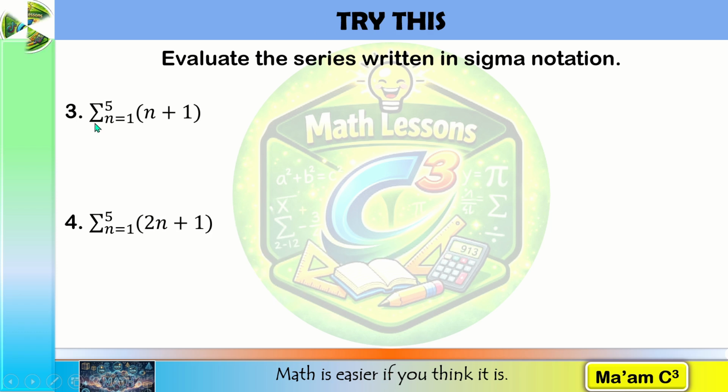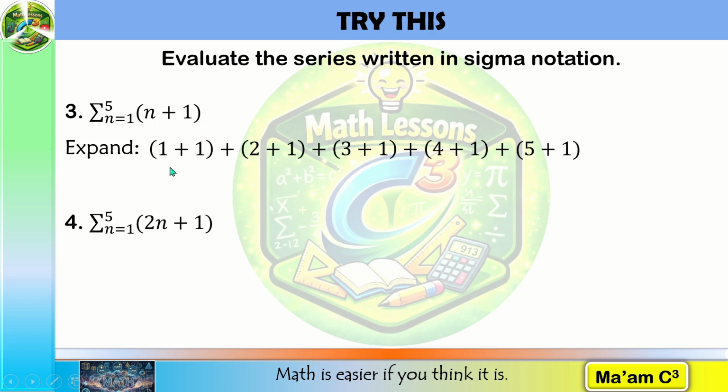Number 3, the summation of n plus 1 from 1 to 5. Let us expand first. This will be 1 plus 1 plus quantity 2 plus 1 plus quantity 3 plus 1 plus quantity 4 plus 1 plus quantity 5 plus 1. 1 plus 1 is 2, this one is 3, this one is 4, this one is 5, and this one is 6. So this will be 2 plus 3 is 5, plus 5 is 10, plus 6 is equal to 20.